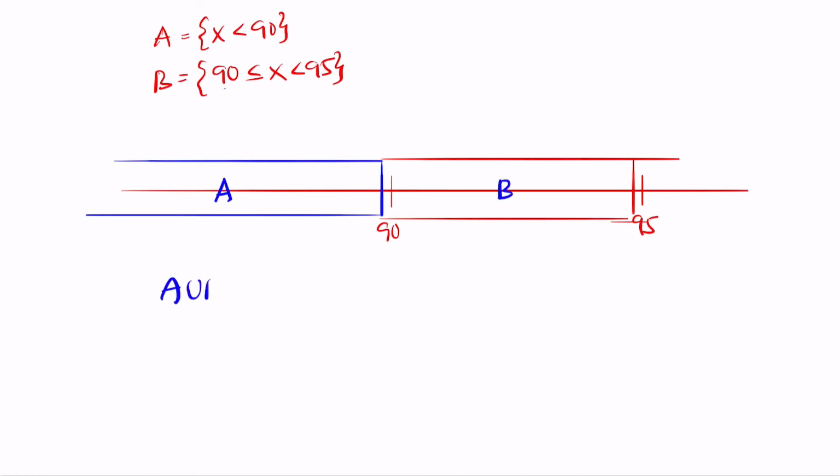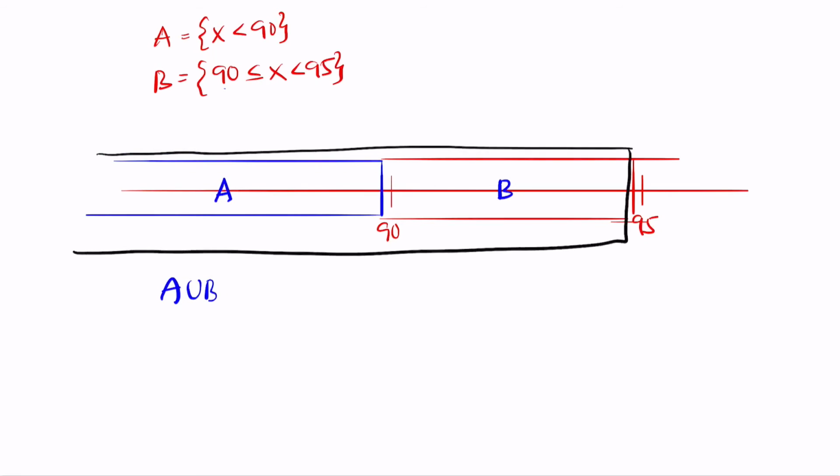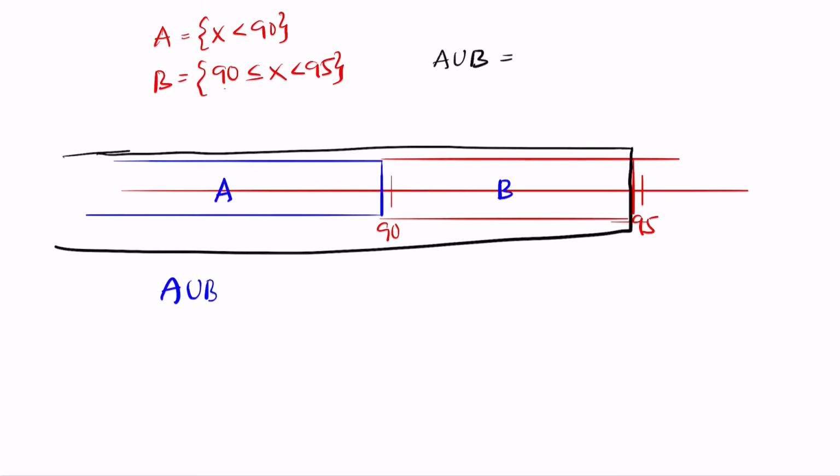Now let's say we want to find A union B. What does A union B represent? A union B here is the representation of both the events. So when you combine, A union B is the entire section. The one in black represents the entire section. So here it includes less than 90, but it also includes 90 to 95. When you include both of them, A union B here represents the set of x less than 95. Notice that this is the limit to the left.